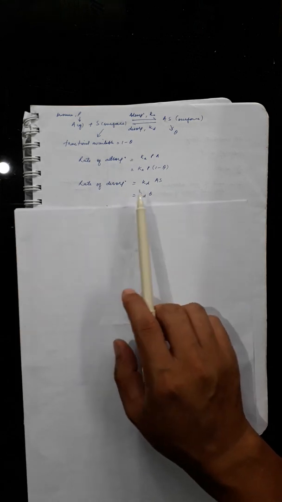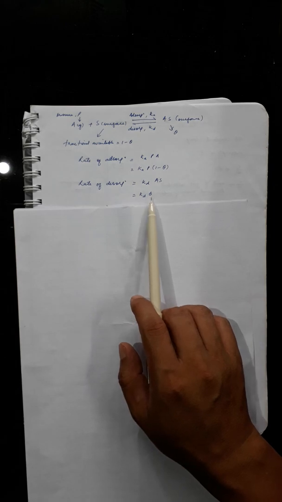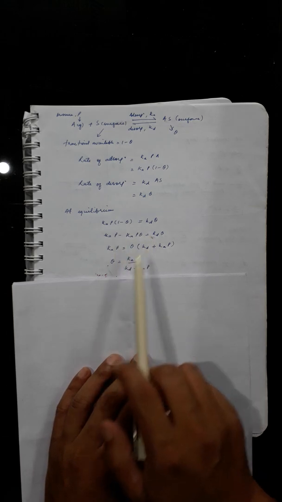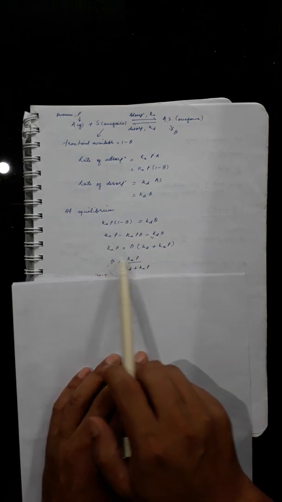And the rate of desorption is Kd As. This reverse rate is Kd As, so it should be Kd theta because As is just theta. And at equilibrium, these two rates will be the same, so we're just equating them. And now doing some algebra, we can obtain the fractional coverage.